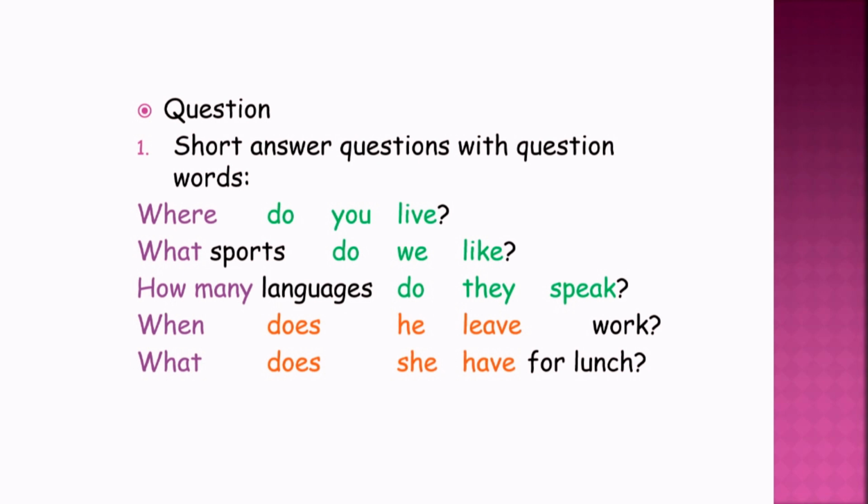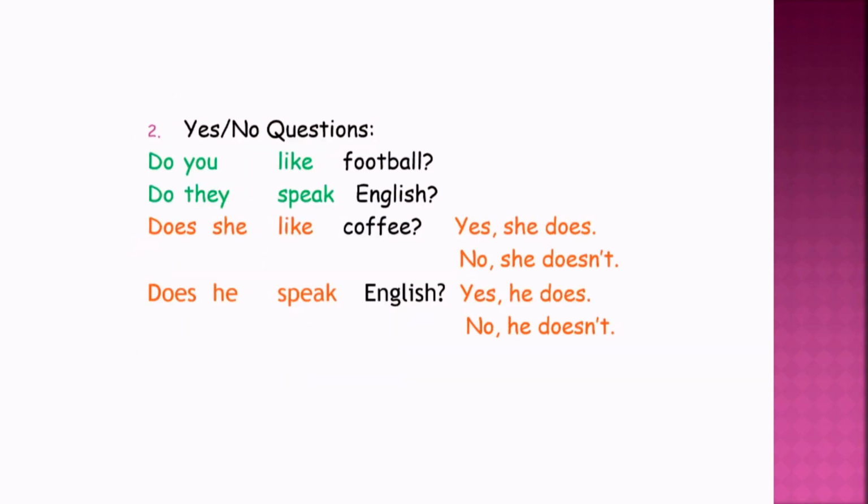Another example is, what sports do we like? Here again, do, because the subject is we, which is plural. And when does he leave work? Here we have used the auxiliary verb does, because the subject is singular, which is he.